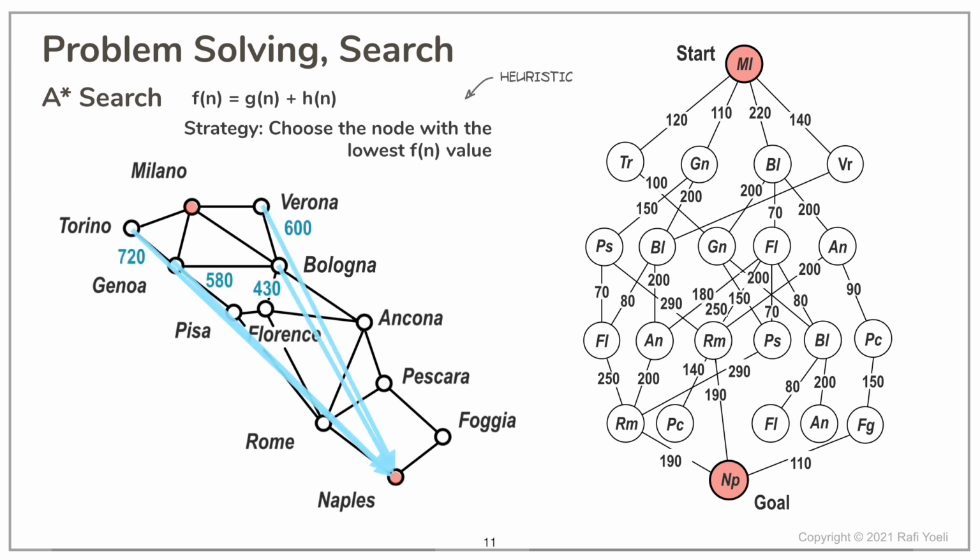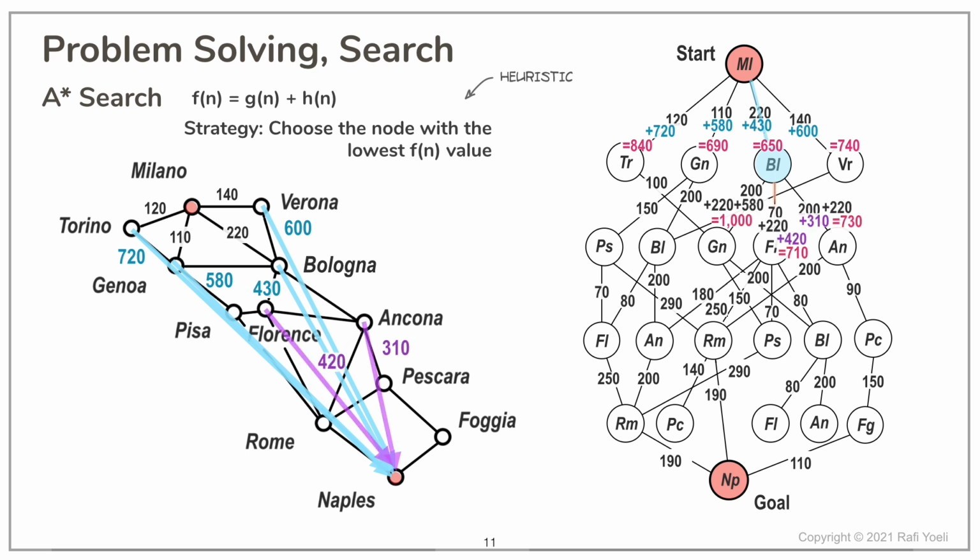So let's start calculating. Starting from Milan we have Milan to Turin, f of n is 120 plus 720, equals 840. Milan to Genoa, f of n is 110 plus 580, equals 690. Milan to Bologna, f of n is 220 plus 430, equals 650. Milan to Verona, f of n is 140 plus 600, equals 740. We choose Bologna as it has the lowest f of n.